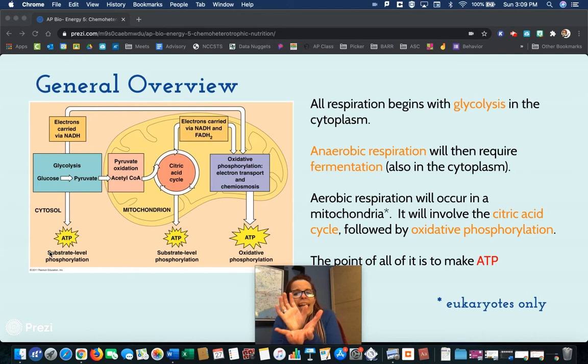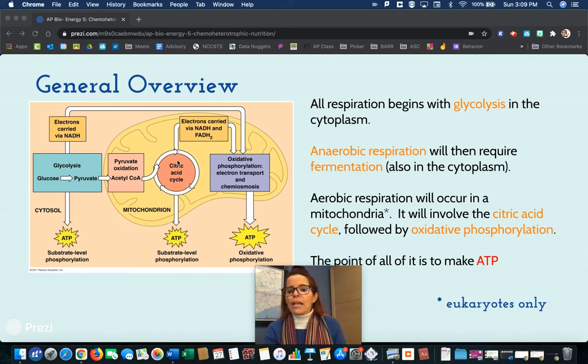The oxygen has to be there to catch the electrons. And if oxygen is not present because you're having trouble breathing or you're not breathing well enough, then we're not going to use the mitochondria. We're just going to do this process of fermentation. So it says aerobic respiration will occur in the mitochondria of eukaryotes. Remember, prokaryotes don't have mitochondria. I'll come back to that in a second. It will involve the citric acid cycle.